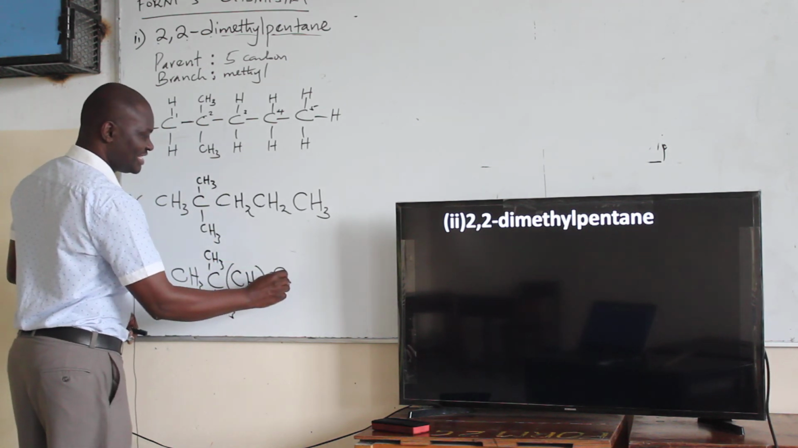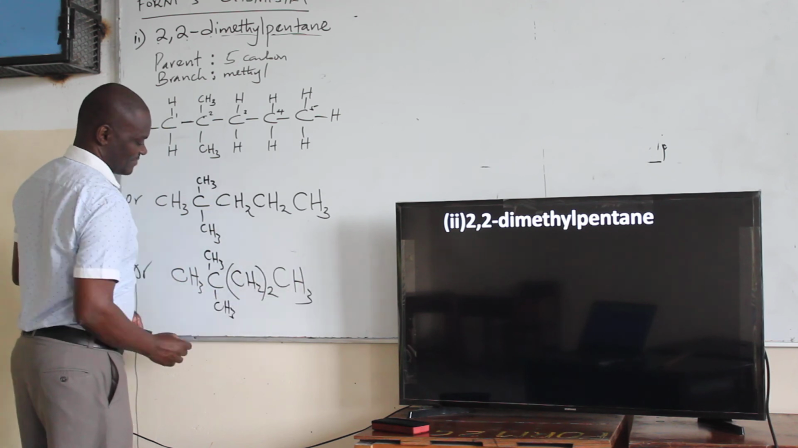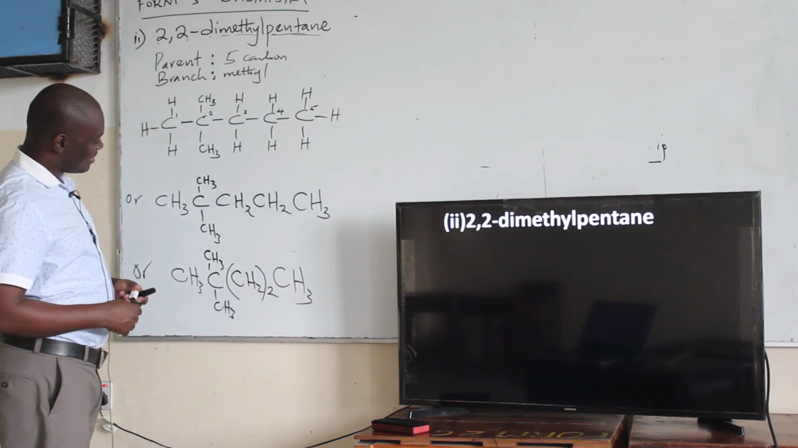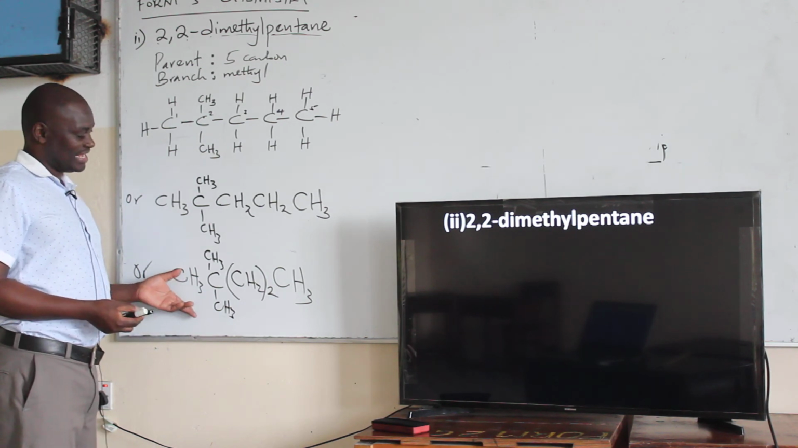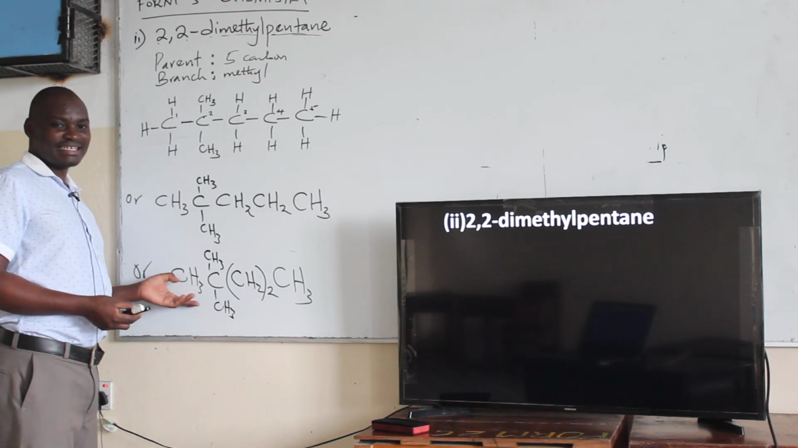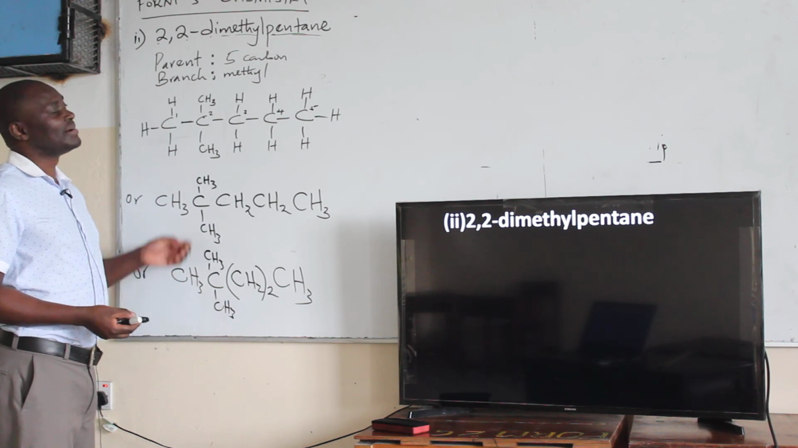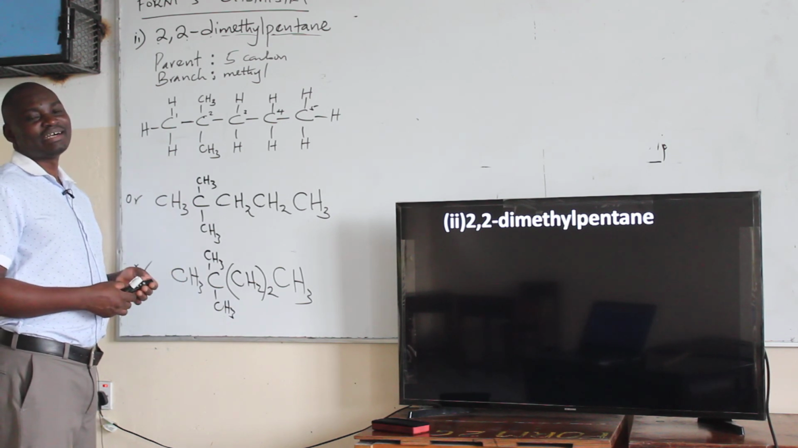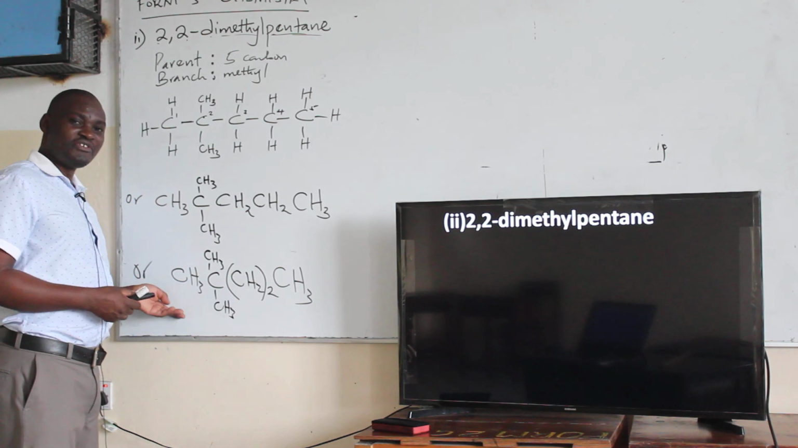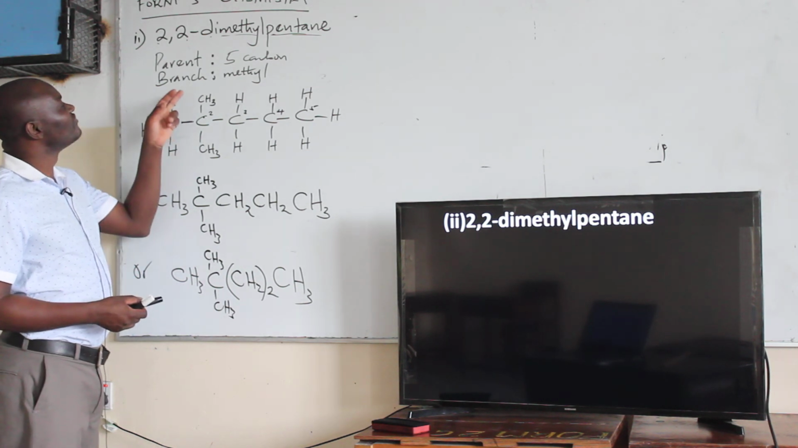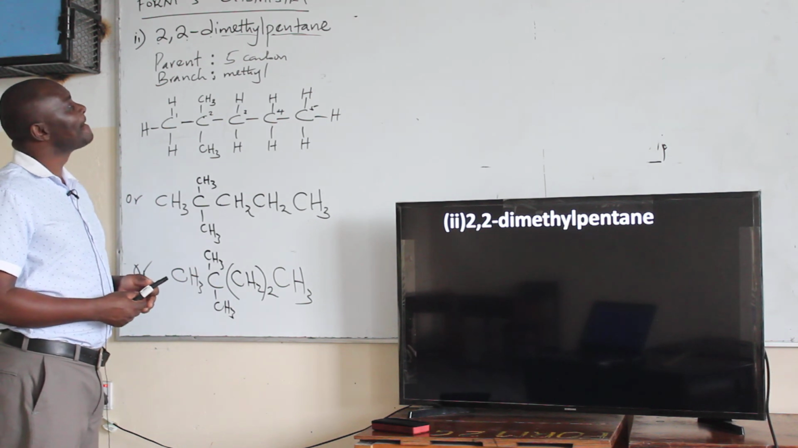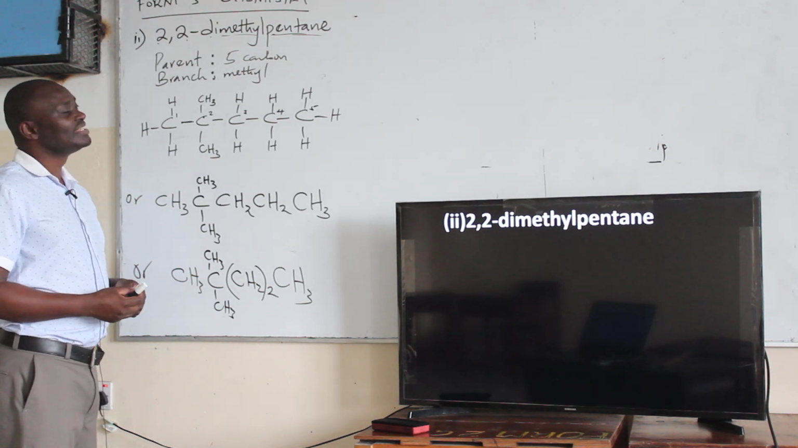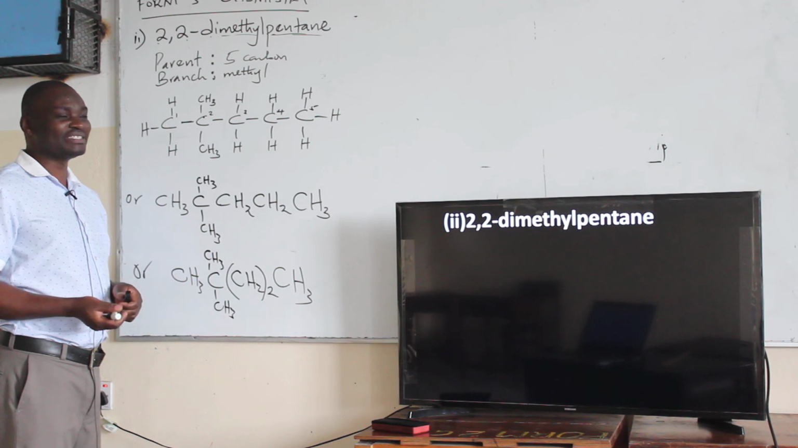Then CH3. So you can condense. This one is a condensed form, but all of them are formulas of 2,2-dimethylpentane. That brings us to the end of the first segment.